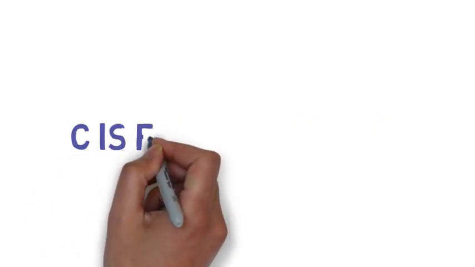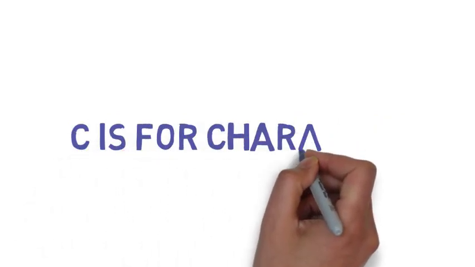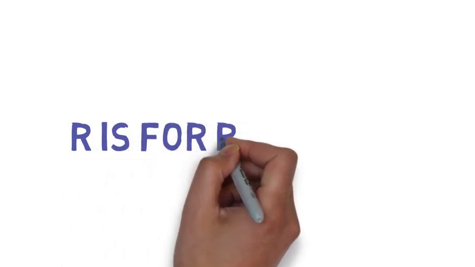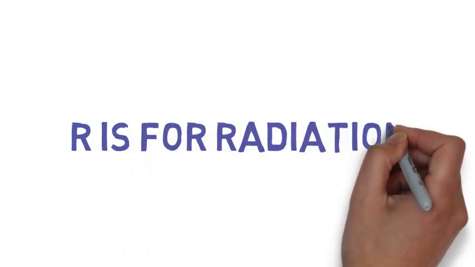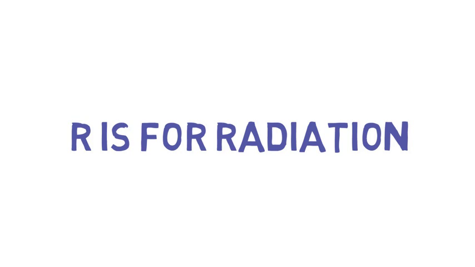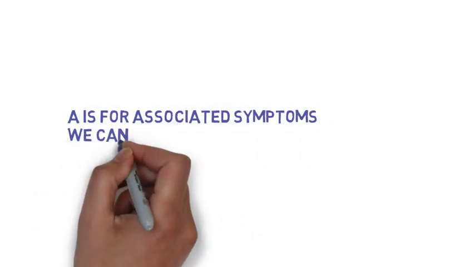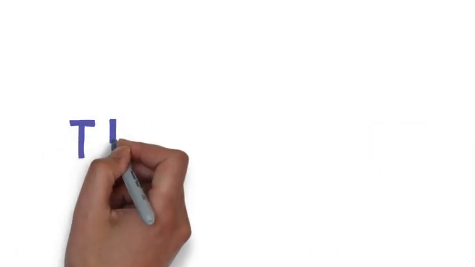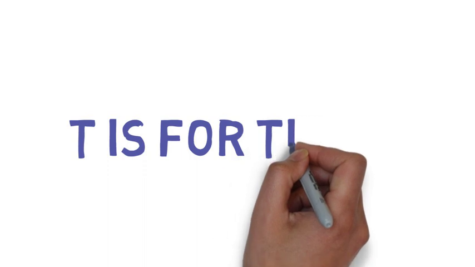C is for character. What does the pain feel like? In scleritis, the pain is like a dull ache. R is for radiation. Does the pain move anywhere else? In closed-angle glaucoma, a patient may have a headache. T is for timing. Is the pain there constantly or intermittently? If intermittently, how long does it last?